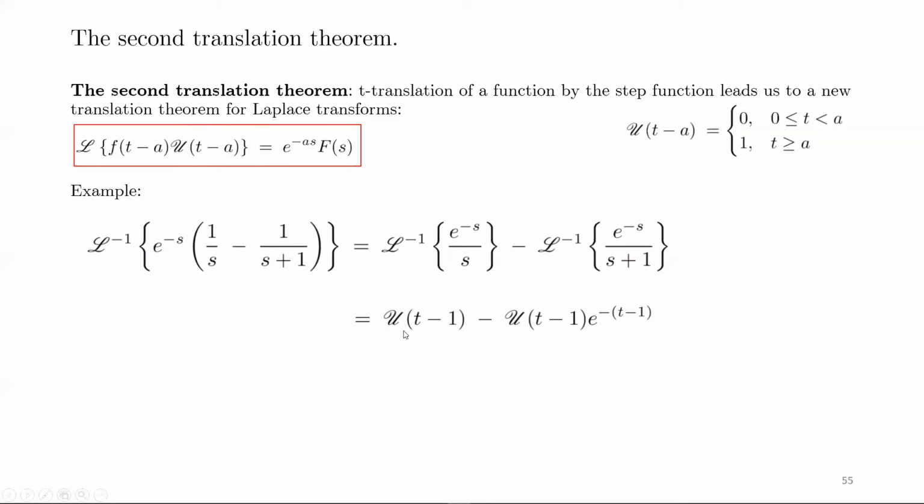So here I get this first term is just the unit step function of t minus 1, minus the second term, unit step function at t minus 1 times e to the negative t minus 1. If I did not have this exponential term here, then this term would just be e to the minus t without the unit step function. The exponential in the s here is what shifts our t back 1 unit. That's why we have a t minus 1 here.